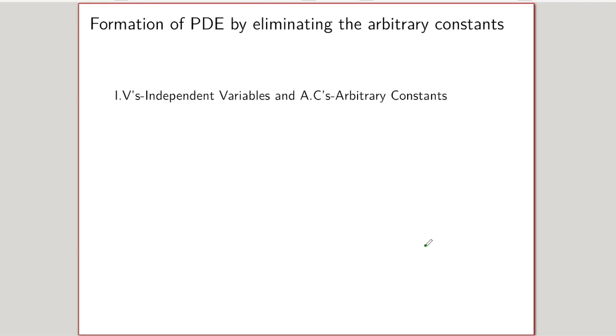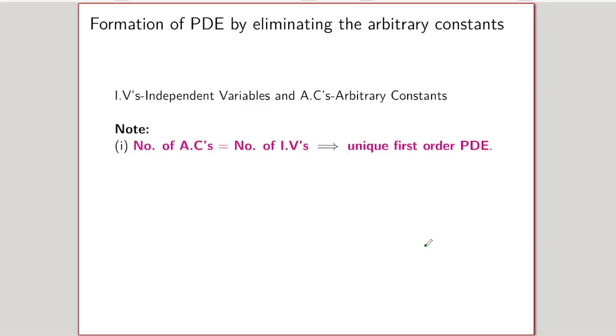So the first topic is formation of PDE by eliminating the arbitrary constants. After this, I'll be taking these abbreviations: IV for independent variables and ACs for arbitrary constants. So these are some important things to note. If the number of arbitrary constants is equal to the number of independent variables in a given equation, then we'll be getting a unique first order PDE. That is, everyone will obtain the same answer.